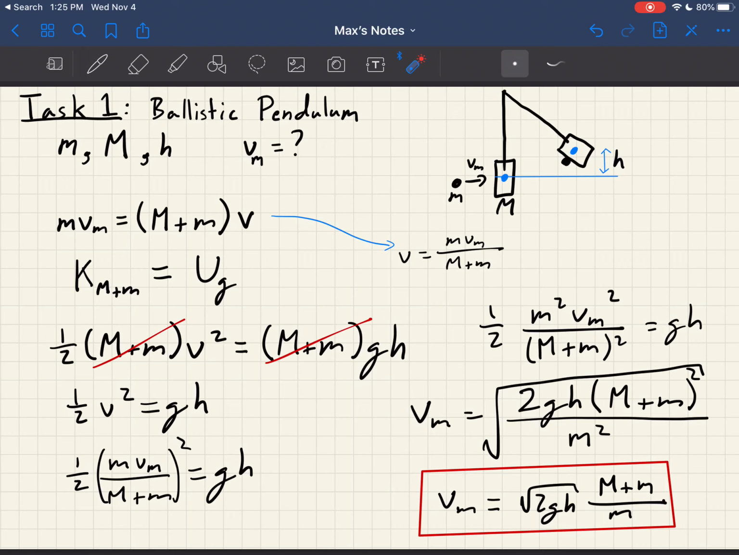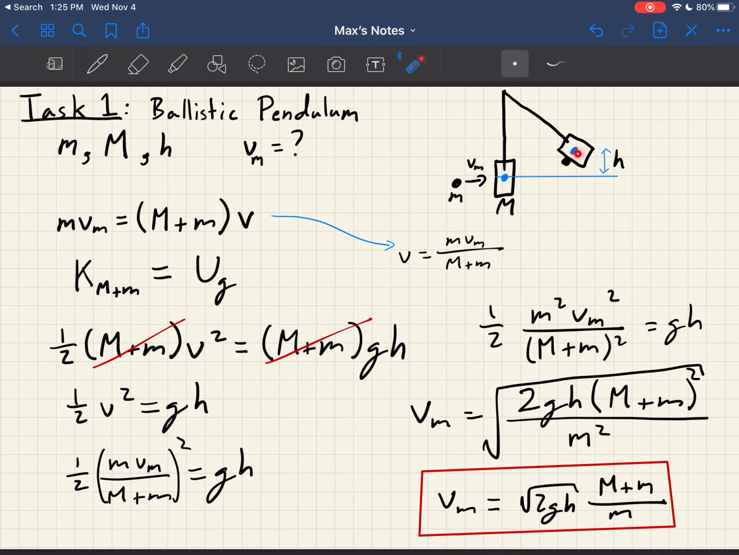Okay, so for this question, we've got this marble that's colliding with a pendulum and sticking, and then that pendulum is swinging up in the air. And the stuff that we know, right, we know the mass of the marble, we know the mass of the pendulum, and we can figure out how high that pendulum swings up in the air.